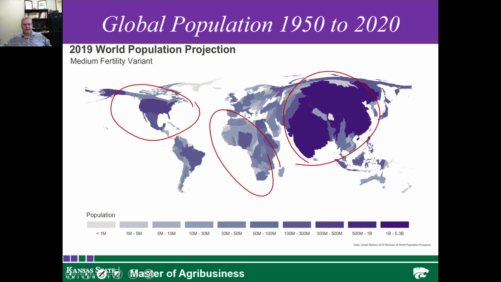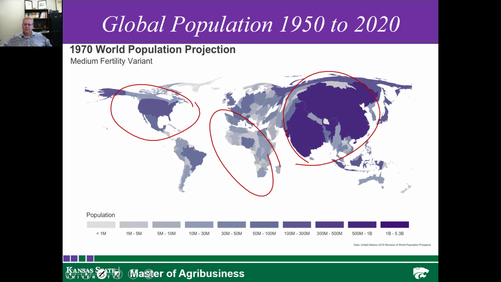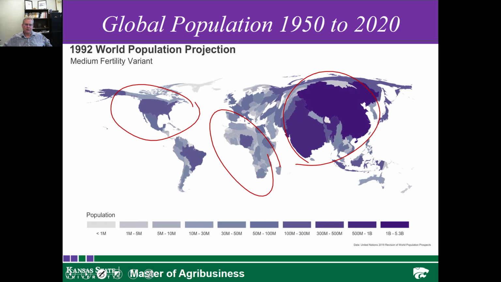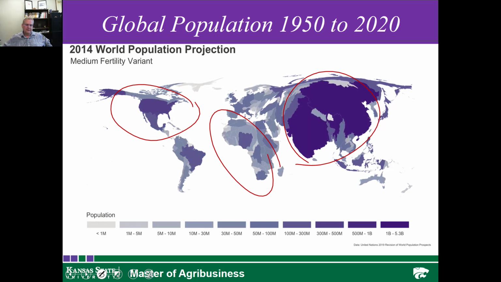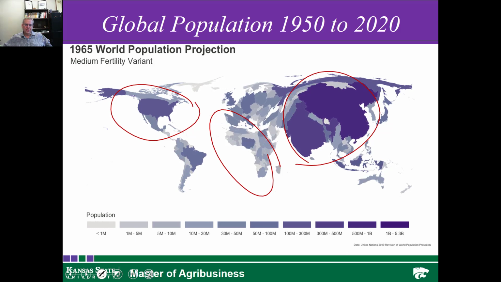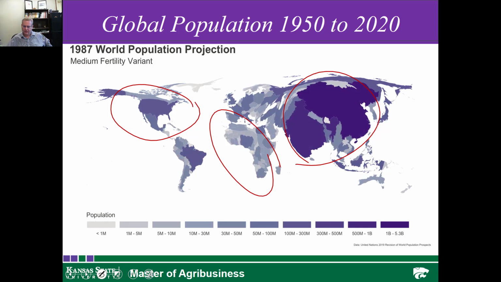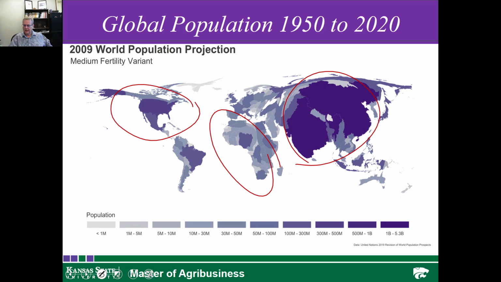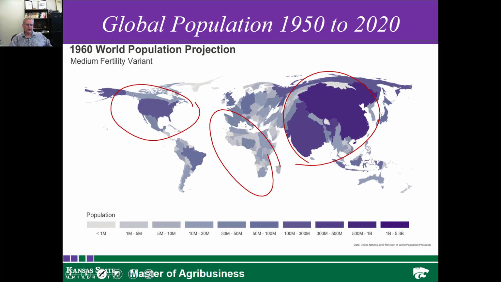Certainly we saw a lot of growth in India, a lot of growth in Asia, a lot of growth in Africa, and in some respects we saw some shrinkage in Europe, and a little bit of shrinkage in the Australia and New Zealand regions.